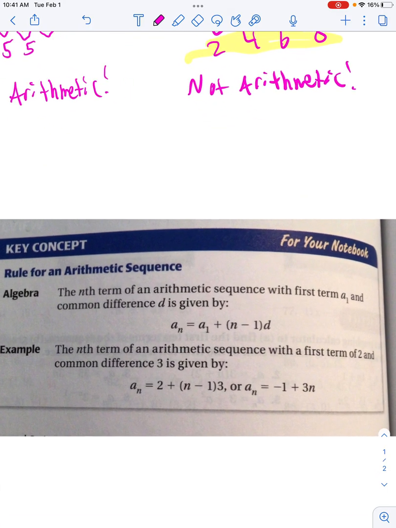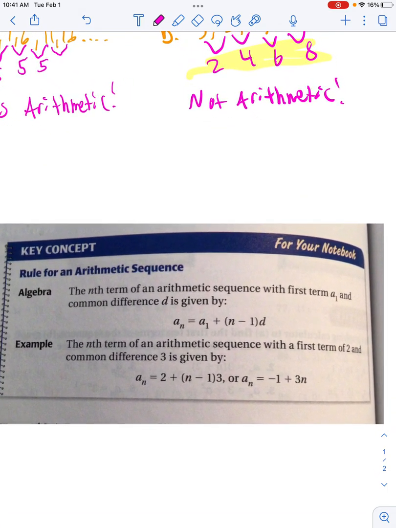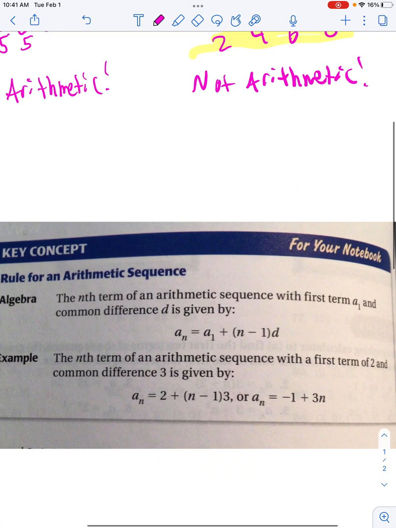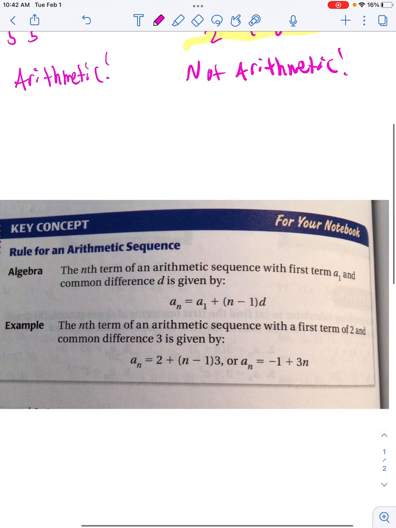So we've got some rules. The nth term of an arithmetic sequence with the first term of A1 and a common difference d is given by this. So if you needed to analyze it or come up with a rule, you can use this.